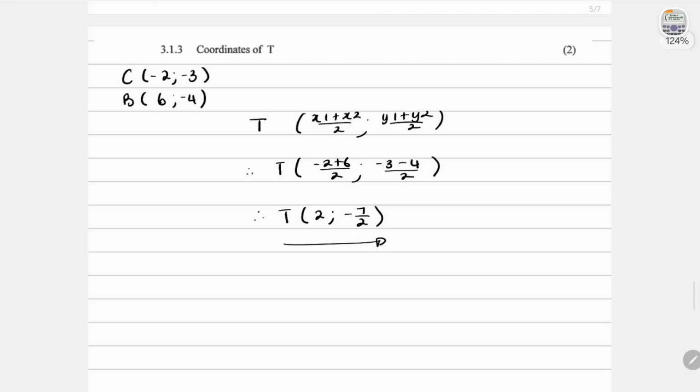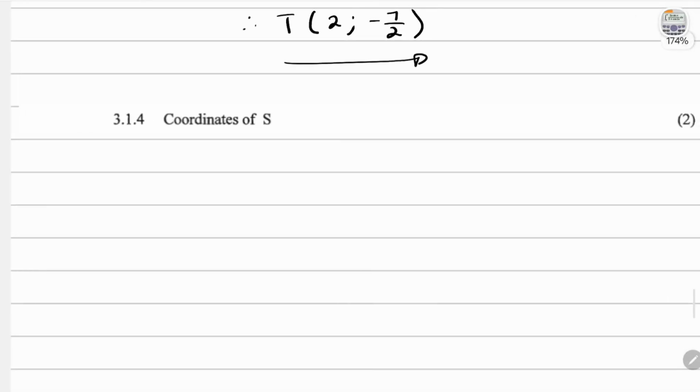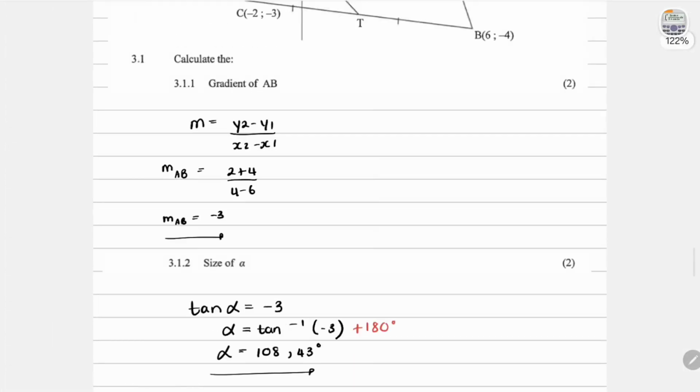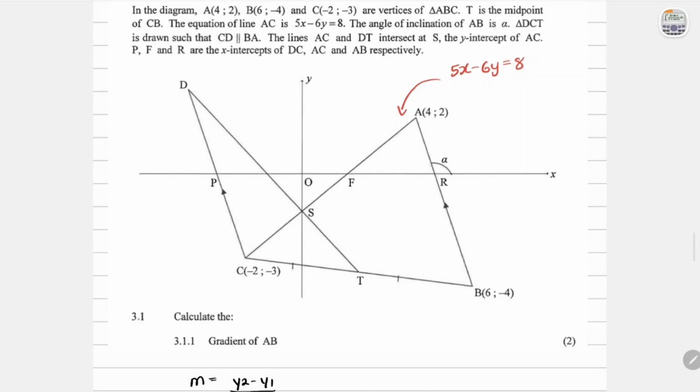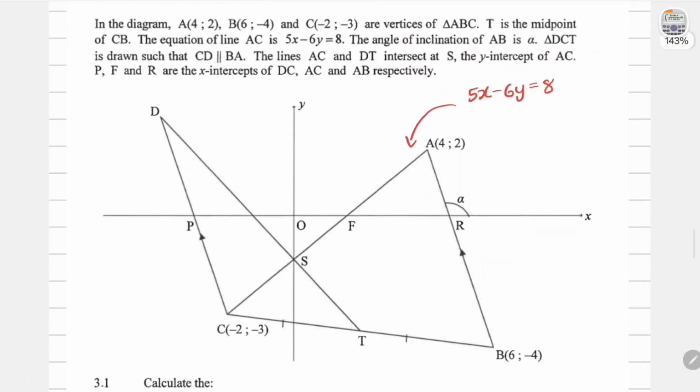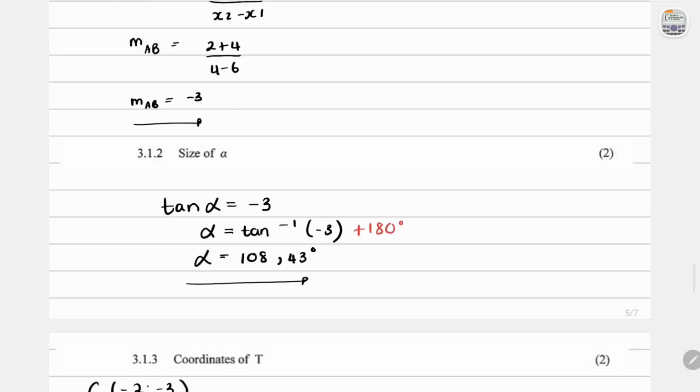Moving on to the next question. The next thing we have to find is the coordinates of S. Okay, so let's just see, where is S? What line does it belong to? Okay, so that's why it's always important to write down things that you have. You see that on the line AC lies this point S, and S is the y-intercept. Okay, so if you put this in standard form, you'd be able to see that y-intercept.